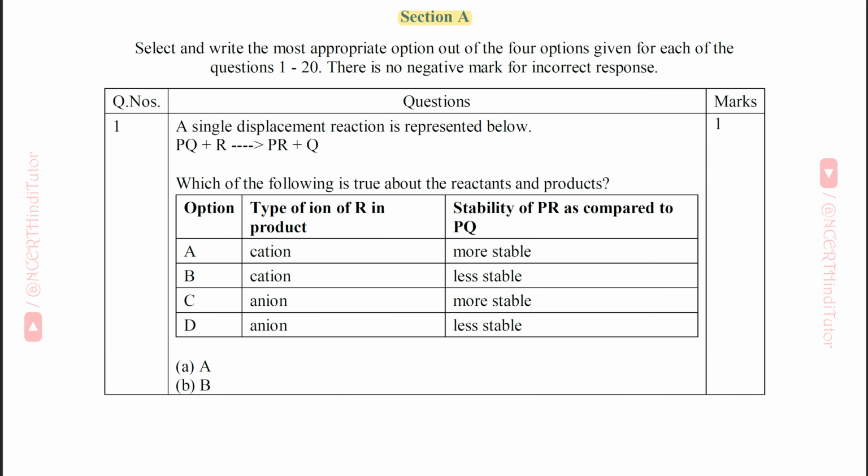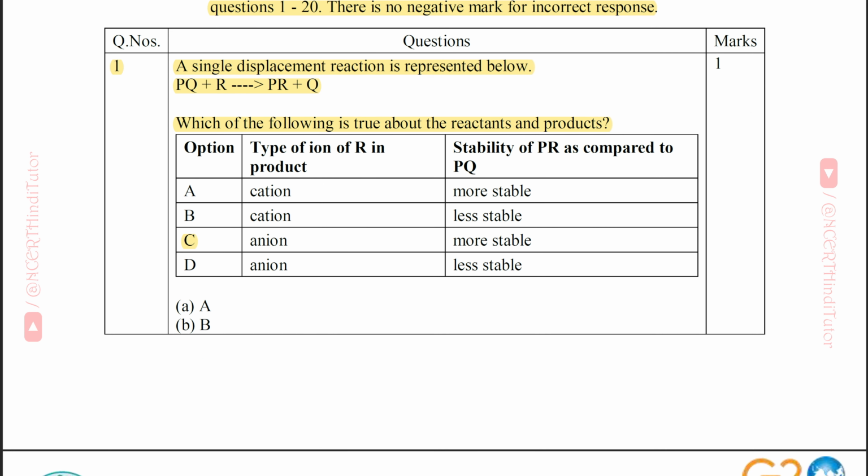Section A. Select and write the most appropriate option out of the 4 options given for each of the questions 1 to 20. There is no negative marking for incorrect response. Question 1. A single displacement reaction is represented below. PQ plus R gives PR plus Q. Which of the following is true about the reactants and products? So इसका आंसर है C. Type of ion of R in product is anion and stability of PR as compared to PQ is more stable.